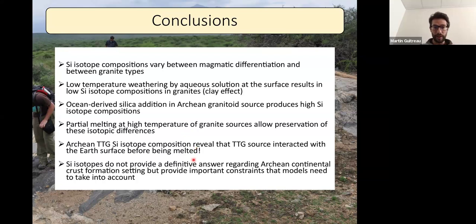So I'm sorry, I cannot provide a definitive answer regarding the Archean geodynamic regime or in which geological setting TTGs or Archean crust formed. But I think that using silicon isotopes in combination with other proxies like oxygen and hafnium will, in the future, be able to refine our understanding of these geodynamic settings, provided that we try to integrate at the local scale field geology, petrology, geochemistry, and also maybe geophysics to look at the architecture of the craton. And with this, I will leave you.